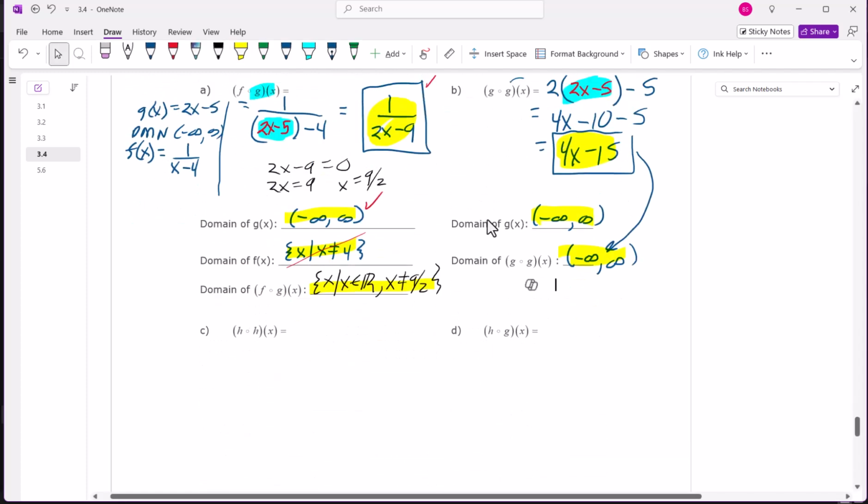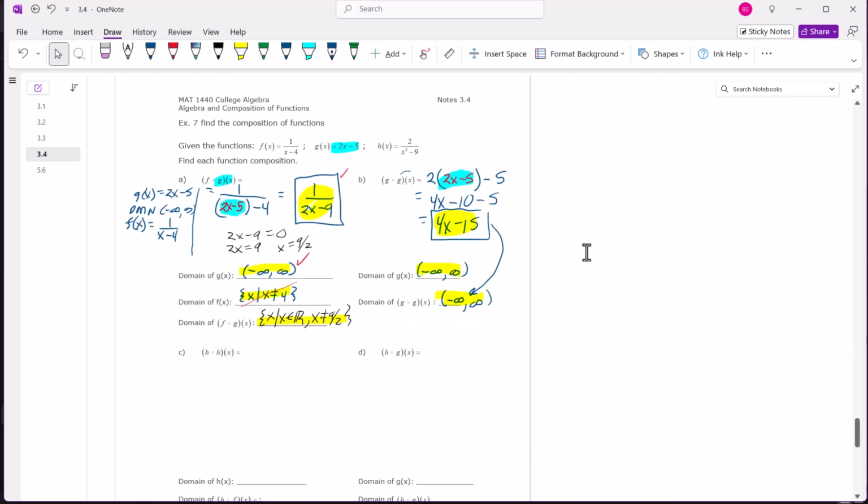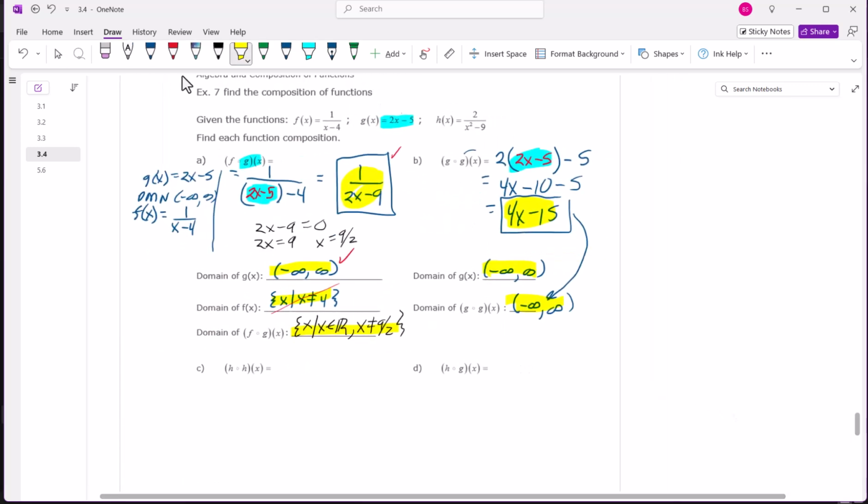Okay, now let's see what happens on h. It gets a little bit trickier when you get to this point. So first of all, with this one, h is 2 over x squared minus 9. So h of x, we need to figure out its domain. And if we factor that, we'd have 2 over x plus 3, x minus 3.